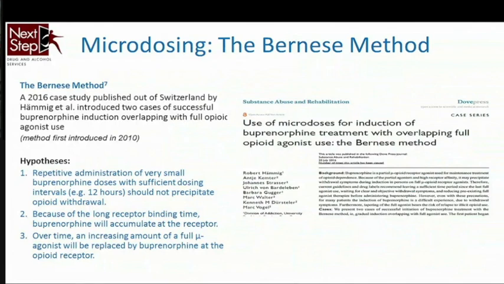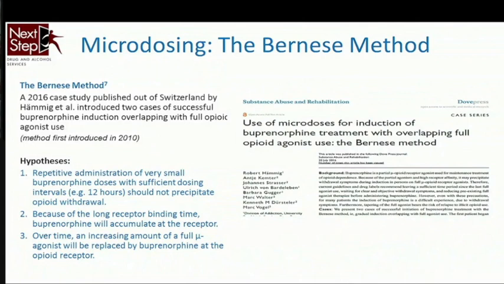So his initial case was done in 2010, but he wrote up the case in 2016. Essentially, the three hypotheses that he came up with were, as I mentioned: repetitive administration of very small buprenorphine doses with sufficient dosing intervals, such as 12 hours or so, should not precipitate opiate withdrawal. Because of the long receptor binding time, it accumulates on receptors. And also over time, the full agonist opioids will be replaced. So it pretty much summarizes the slide before.